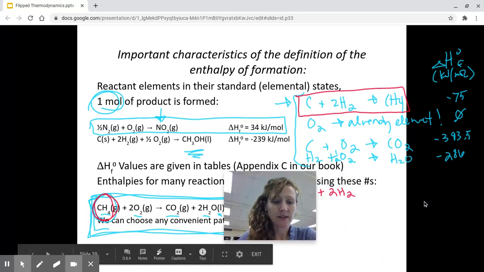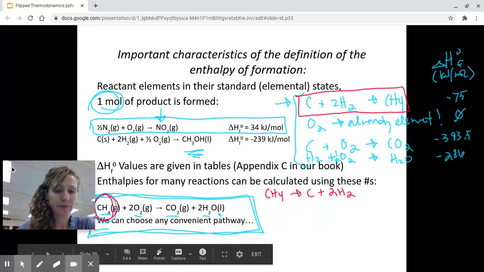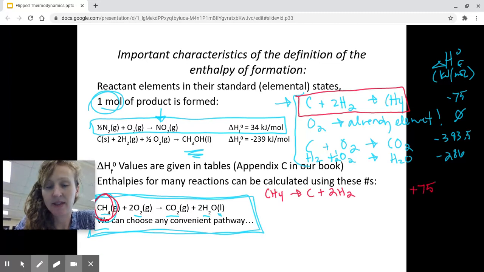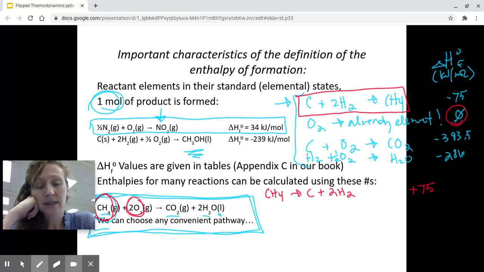Give myself some room also. All right, since I flipped it, the enthalpy of formation is also going to flip. So plus 75 instead of minus 75. Okay, oxygen doesn't really matter. We can add as much or as little oxygen as we want because the enthalpy for that is zero. So I'm just going to skip oxygen for now.